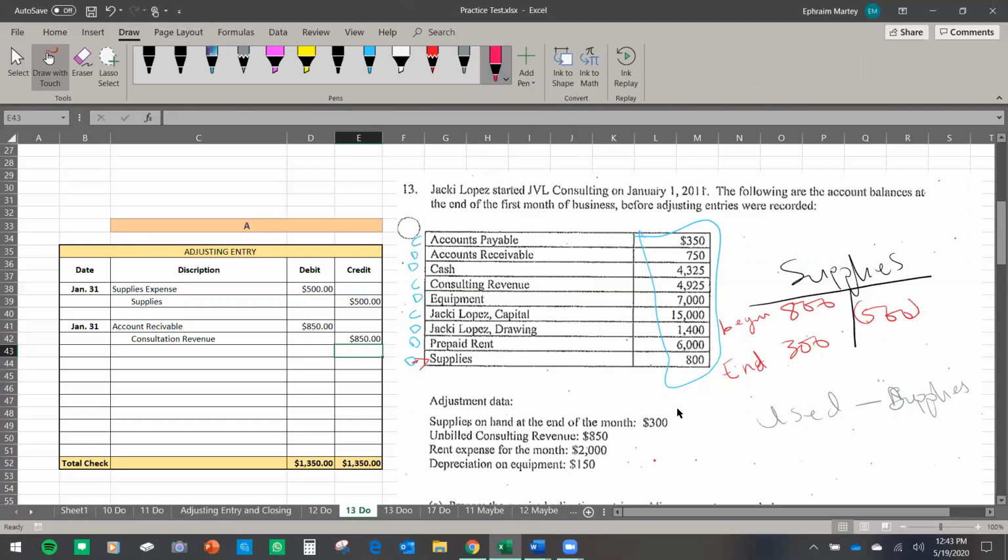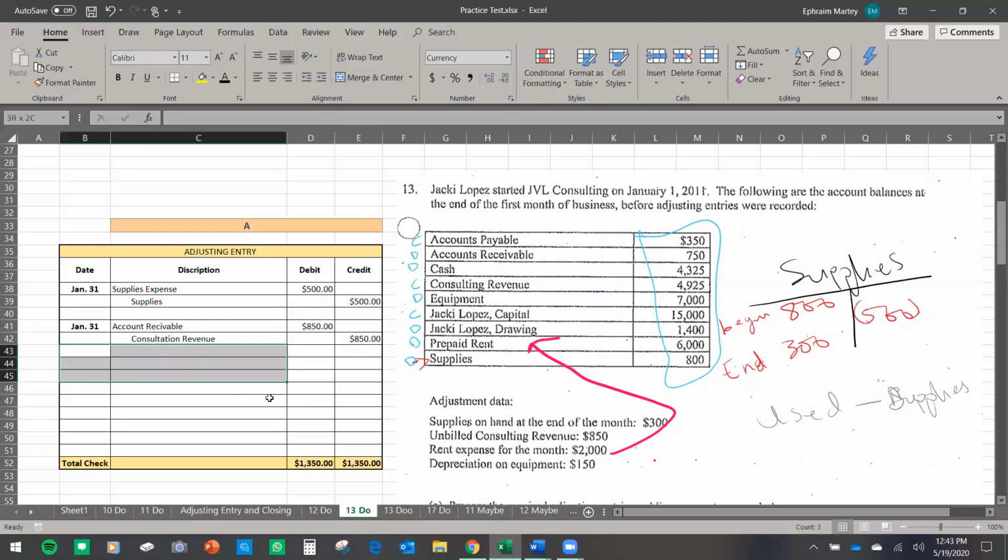So if rent expense is going out, that means it's coming out of our prepaid rent, because we have bought prepaid rent to use later. So once we use it, we have to reduce it. Our prepaid rent is going to reduce while our rent expense is going to go up. That's an increase. So how much is that? $2,000. So we just reference that to this. So we have left and right.